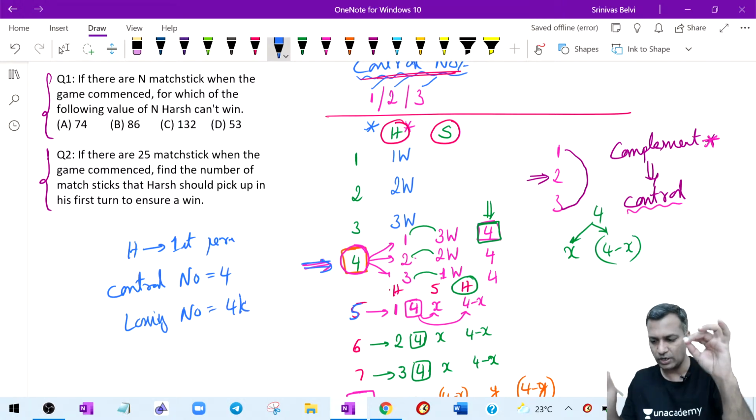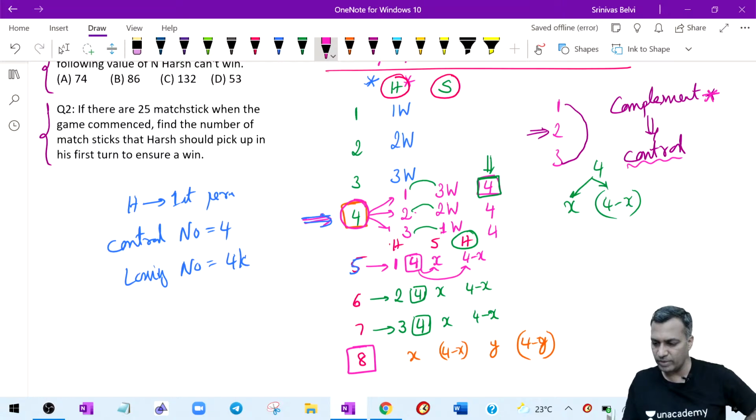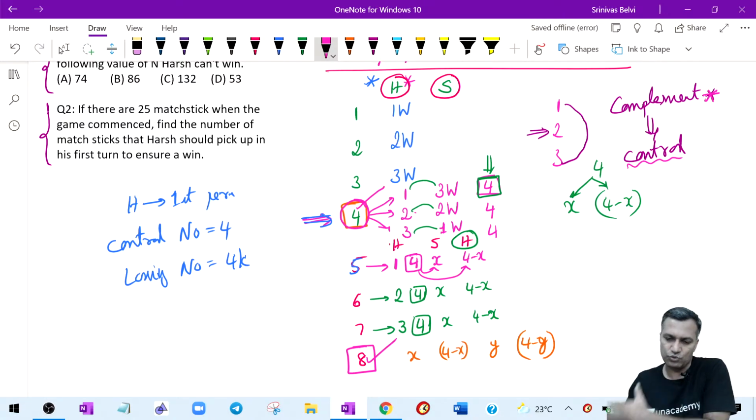Control number is 4, but the losing number is 4k. What do you mean? For 4, Harish is losing. For 8, Harish is losing. Similarly, for 12, he would start losing. There are two words. All right, now one.